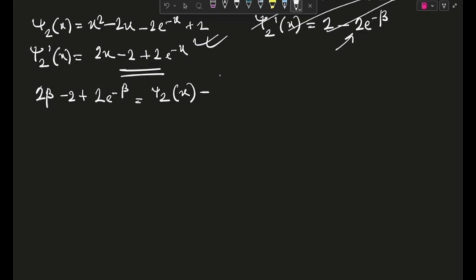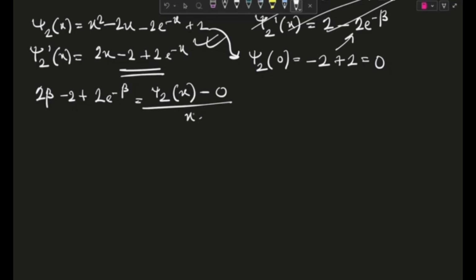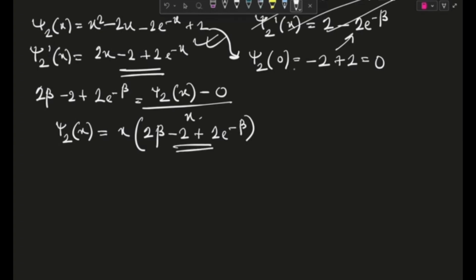minus, we also had xi2 of 0, right? So if we try to find out xi2 of 0, it's actually coming out to be 0, e power 0 is 1, so minus 2 plus 2, which is 0. And this whole thing is divided by x. So we can write this xi2 of x is equal to x times 2 beta minus 2 plus 2 e power minus beta, right? This is the thing we have.